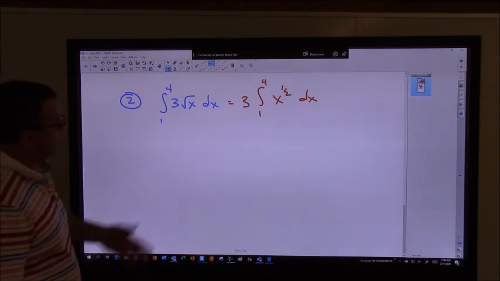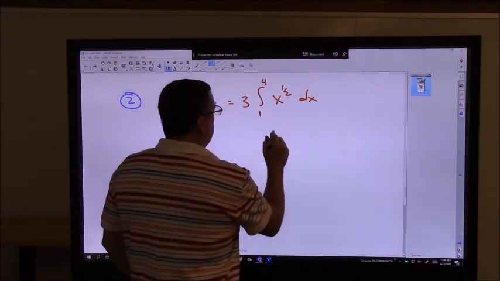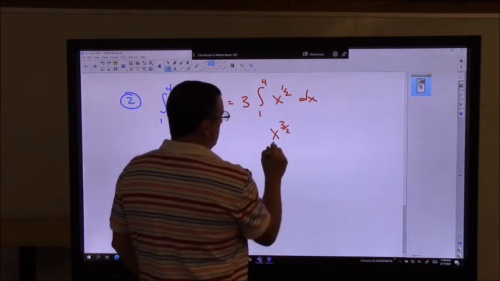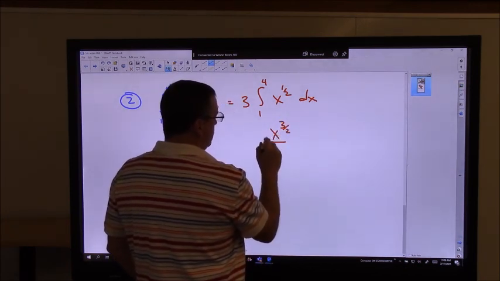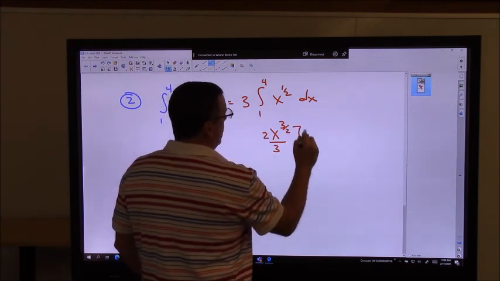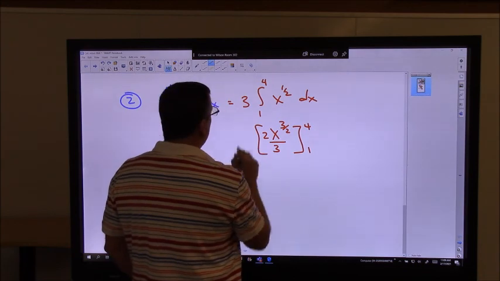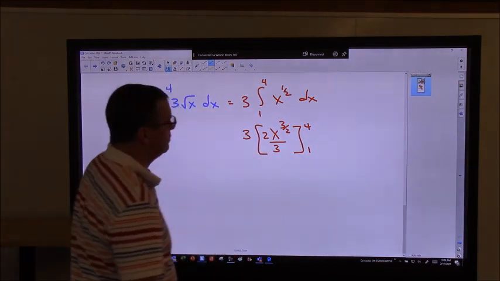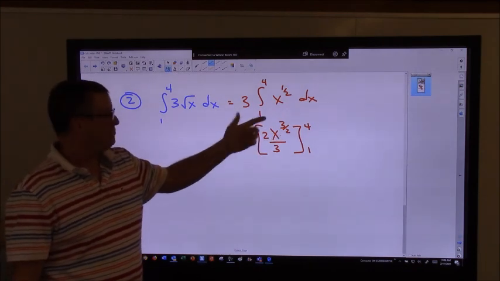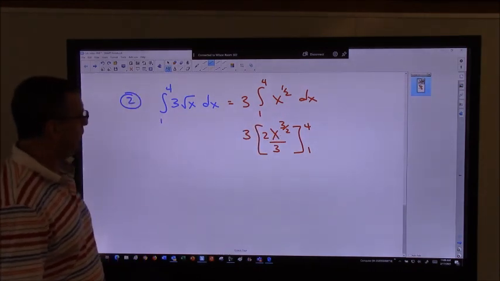All right, so now I need to add 1 to the exponent, so that's going to be x to the 3/2. When I divide by 3/2, I've got to multiply by the reciprocal, and I'm going to evaluate that from 1 to 4. Still have a 3 on the outside. Notice how I didn't write down the plus C? Definite integral, we don't need to do that.